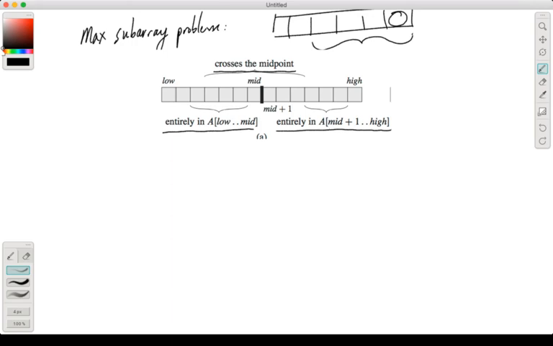What we're going to do is first consider finding the maximum subarray that crosses the midpoint. And it turns out that that's reasonably easy. Then we're going to find the maximum subarray in the lower half and the one in the upper half, and then we'll compare the three of them and use the one that gives the maximum sum. And we'll start with the details in the next video.